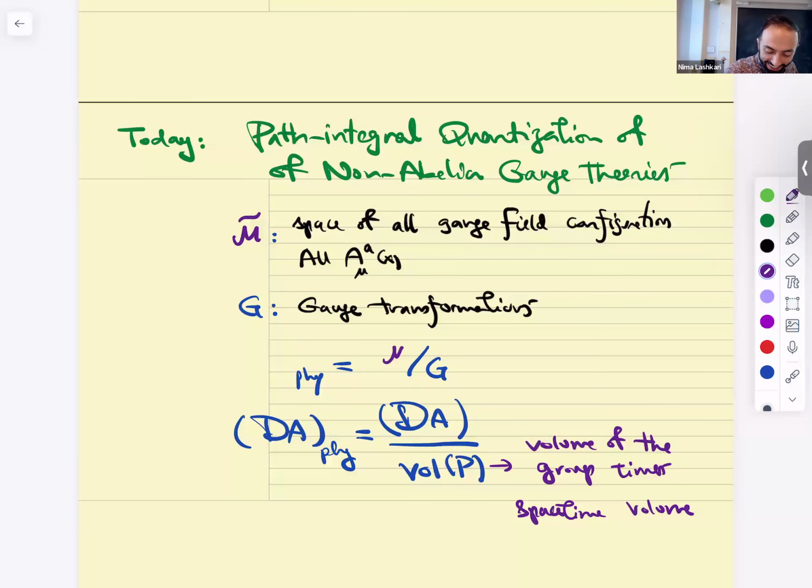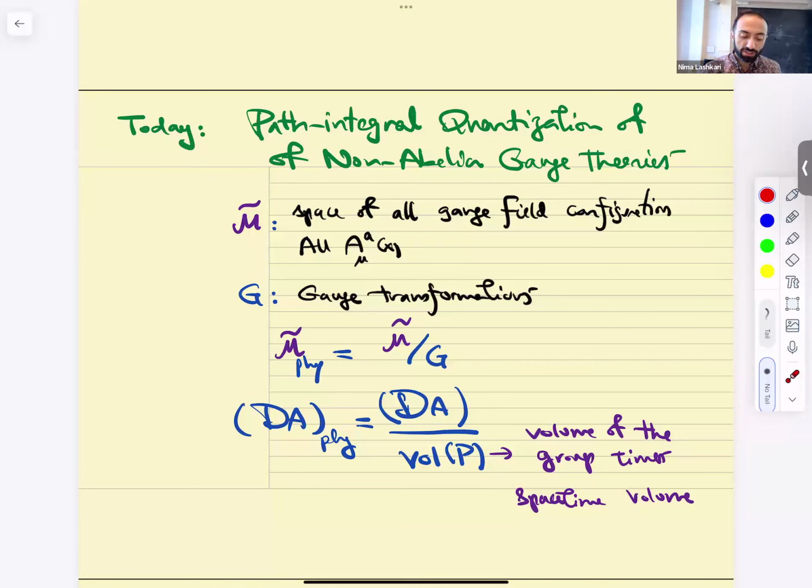M tilde. Good. M was my spacetime. Well, this is M tilde. M tilde is the space of all gauge field configurations, right? G are the gauge transformations. So M tilde is a fiber bundle, right? It's a principal bundle. It's labeled by two things, the value of the field at each point, right? G is a gauge transformation that can trivialize this connection.